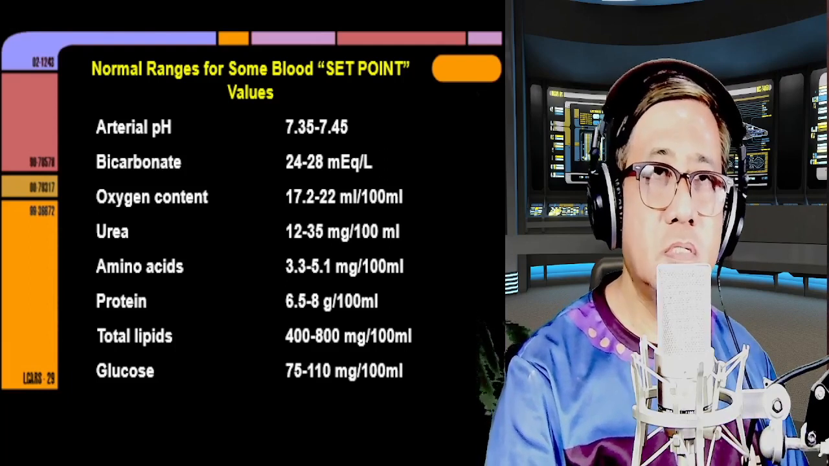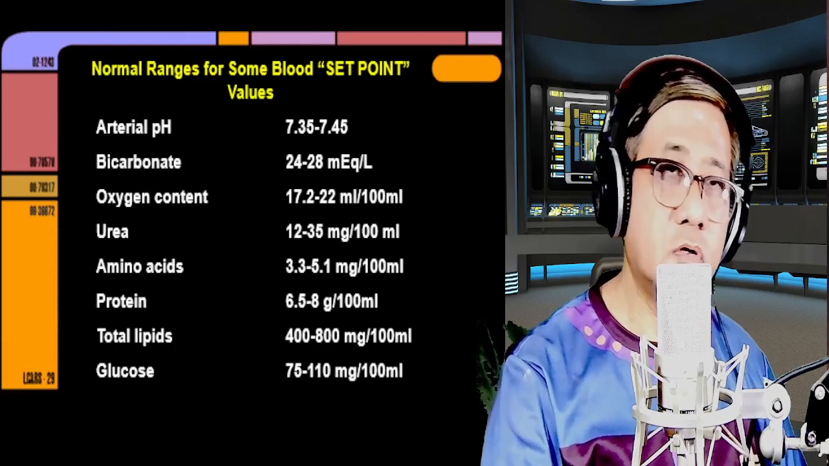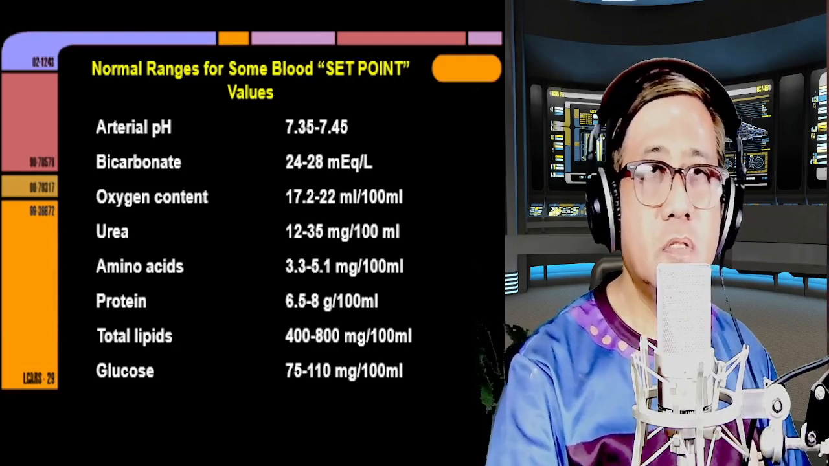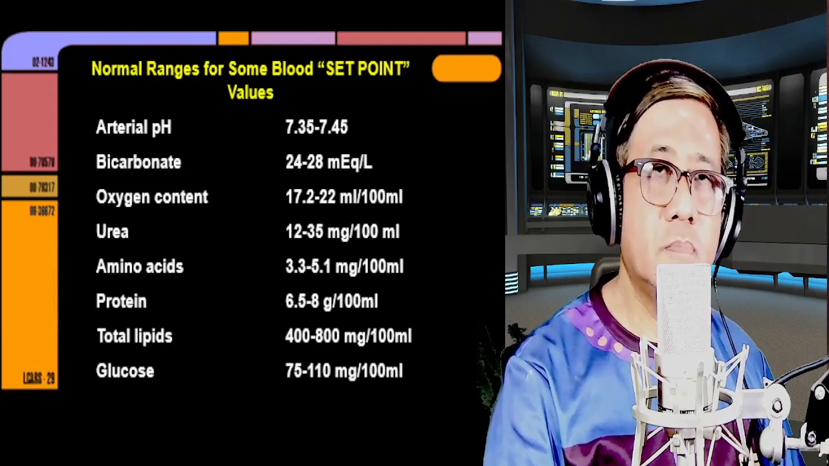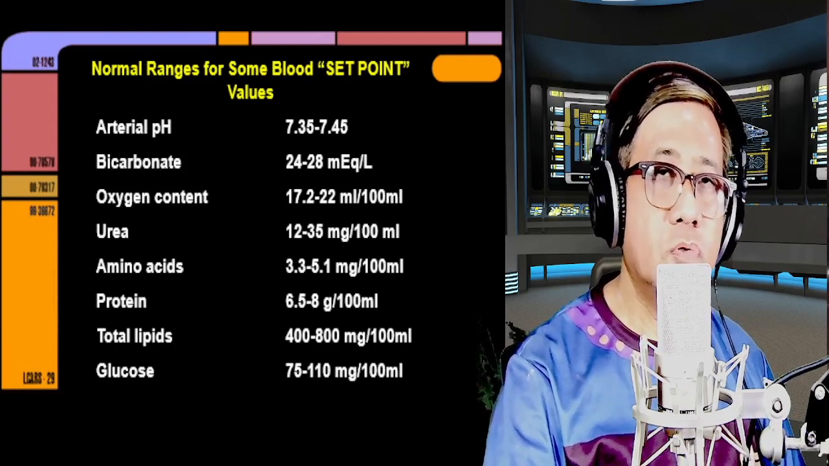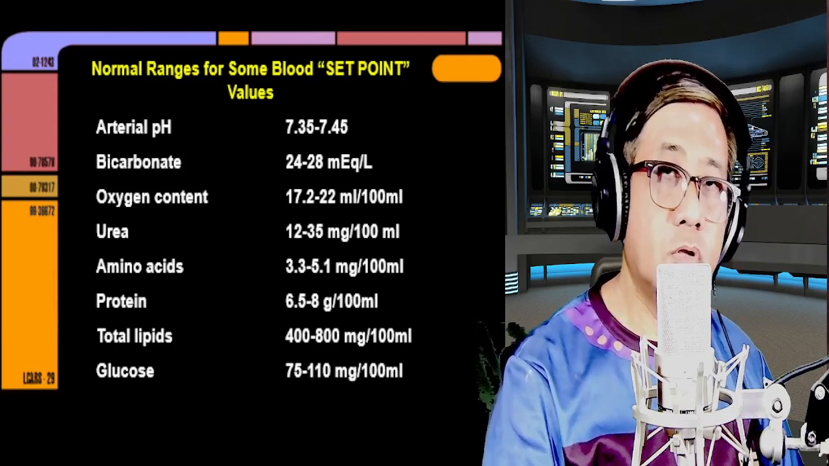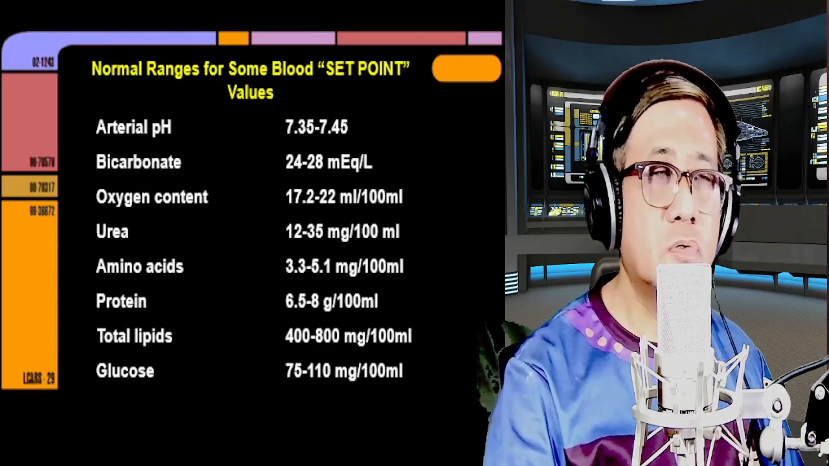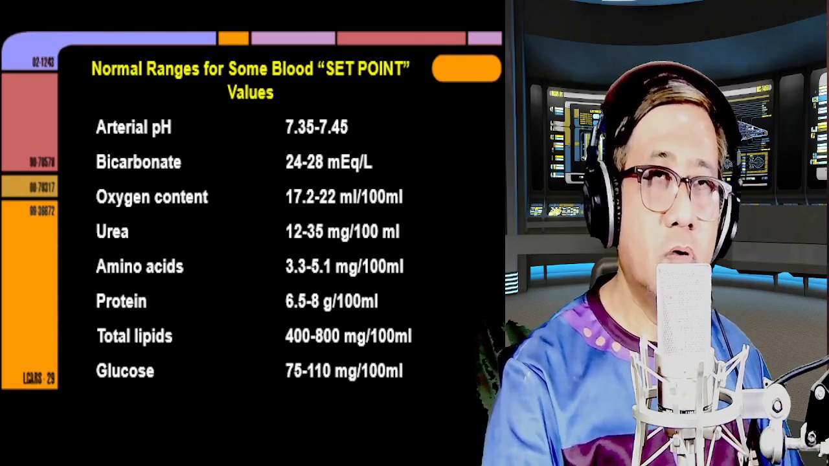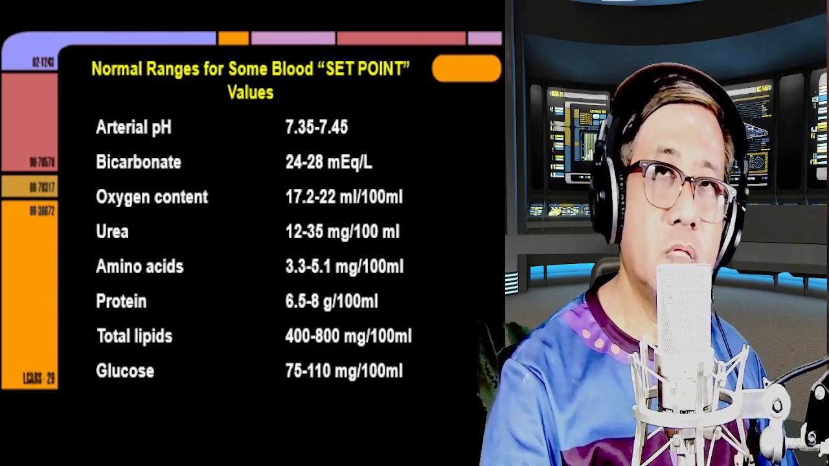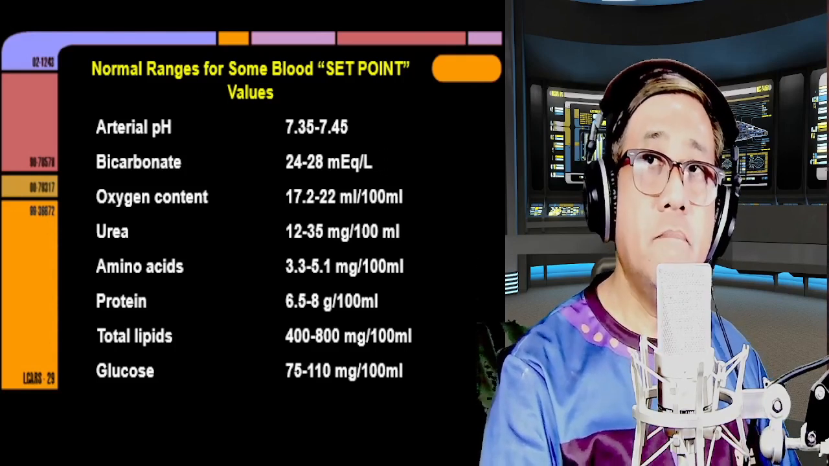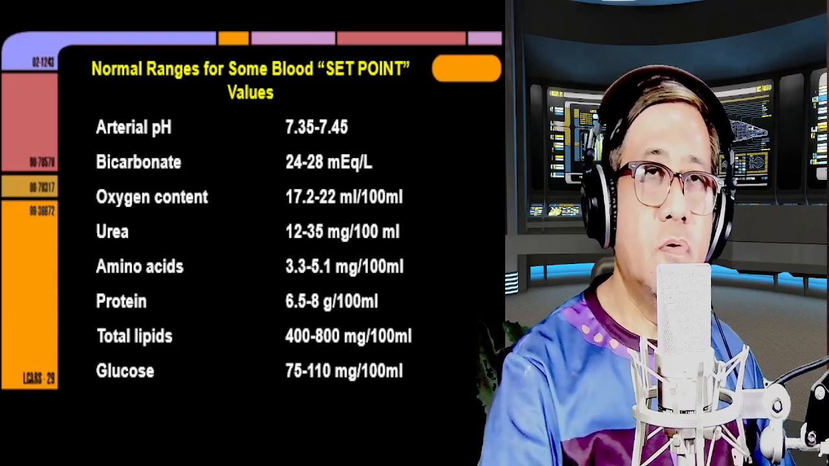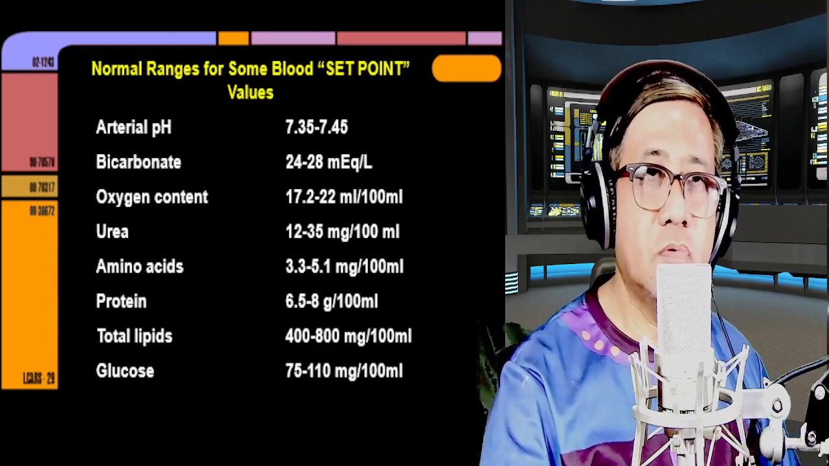Okay, another example is the amount of oxygen or the oxygen content of our blood. So, the oxygen content must range between 17.2 to 22 ml per 100 liter of blood. So, any excess, or let's say if the oxygen content is low, then the job of the cells is to maintain these set point values for the oxygen content in our blood.